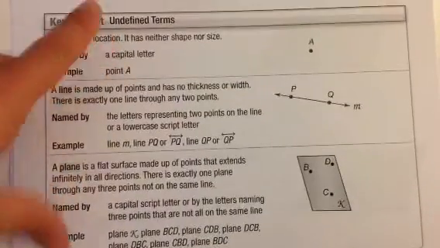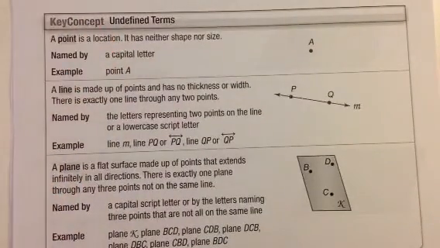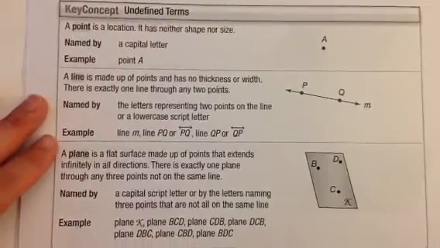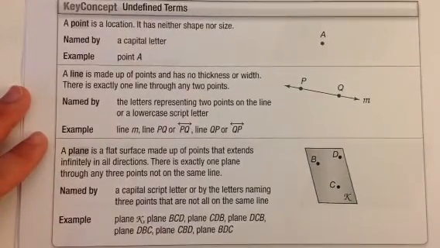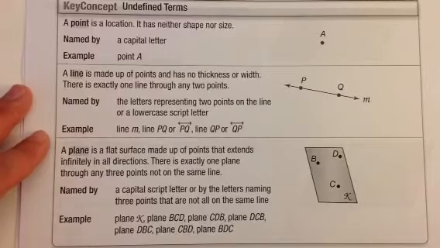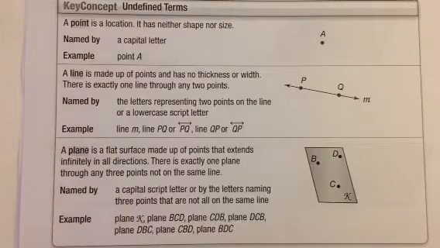An undefined term, or undefined terms, are geometric terms that have no real definition. They just exist on their own, and we talk about them because they're the building blocks of what we end up using for geometry. And so that's what undefined terms are. We'll look at that specific definition later on. But here are your undefined terms.